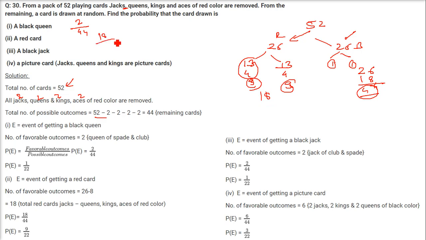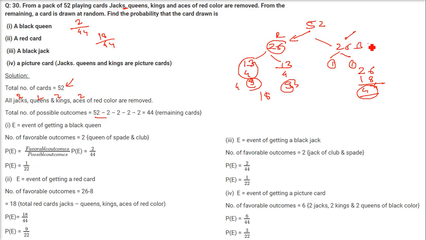So 18 cards are there, and the total number of cards is 44. So 18 by 44. You can also see it like this: 26 red cards are there, 4 from here, 4 from here. That is 26 minus 8 cards are the red cards, because 8 cards have been removed, because they were Jack, Queen, King and Ace. So 26 minus 8, that is 18, is the favorable cases. 44 is the total number of cases.